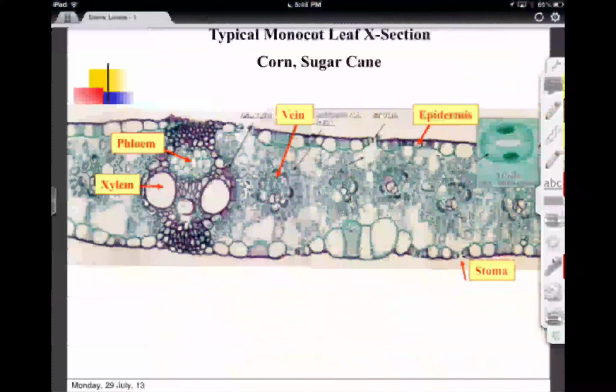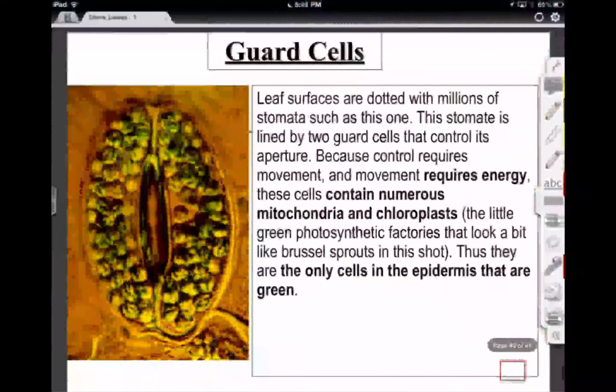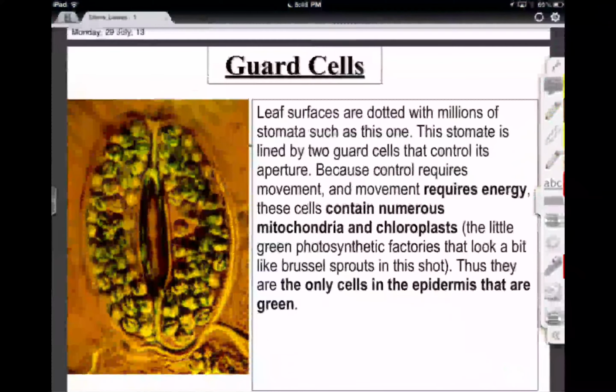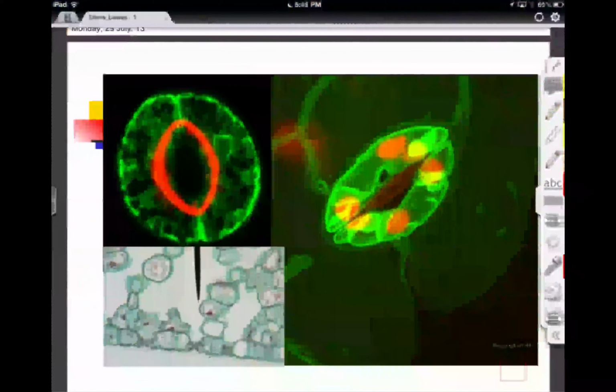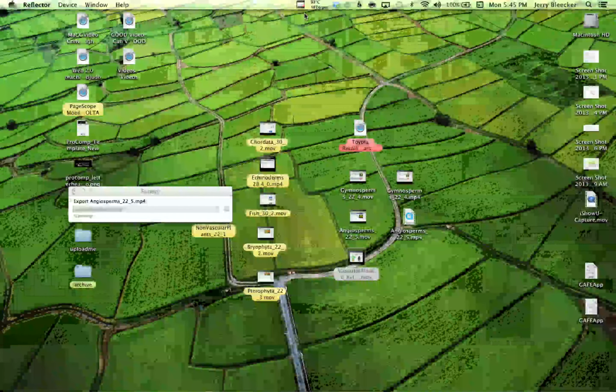Remember, a vascular bundle and a vein are the same thing. So if we go like this, I've circled the vein, also known as the vascular bundle. Neat little shot of the guard cells. They're photosynthetic too. Just a neat view of them. And you can get them to fluoresce. Also another great shot.